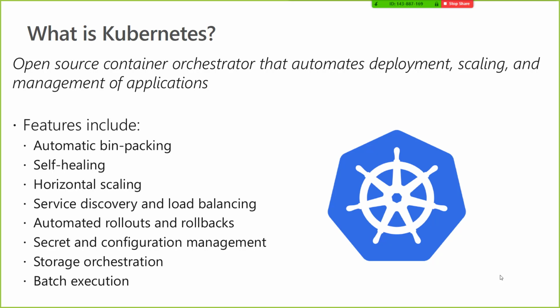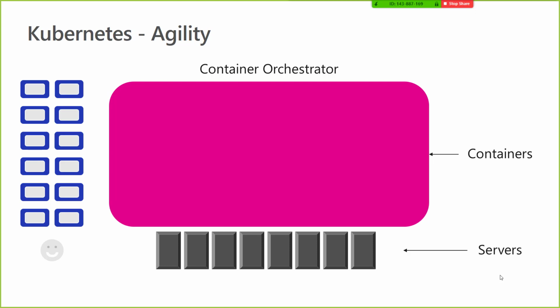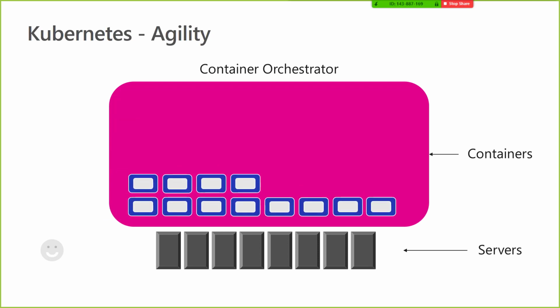Kubernetes is an open source container orchestrator that automates deployment, scaling, and management of your applications. It provides all these features, similar to what I mentioned VMware vCenter will provide to your VMware hosts. Some of the things that it provides are things like agility for our containers. As far as you're concerned, Kubernetes is going to abstract the servers that are running your containers from you. All you know is that you are running your containers. Whichever server they're running on is none of your business. Kubernetes will take care of all of that.